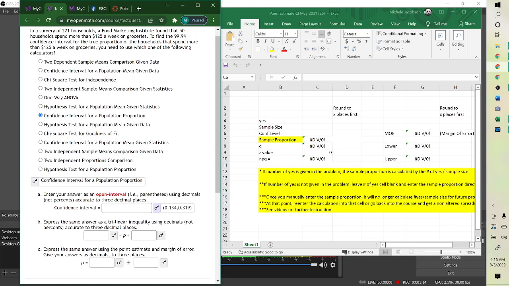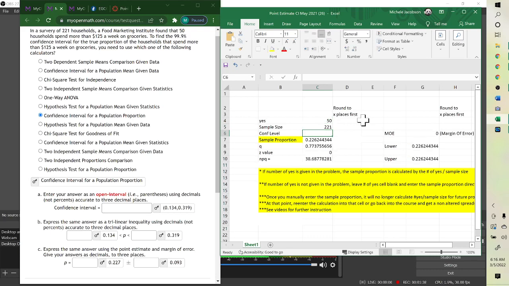Now for these, and these are just the same thing written in a different form, to find those, we plug in here. First, the number of yeses: 50 households spend more, out of the sample size, which was 221. What's next? Confidence level: 99.9, so 0.999.